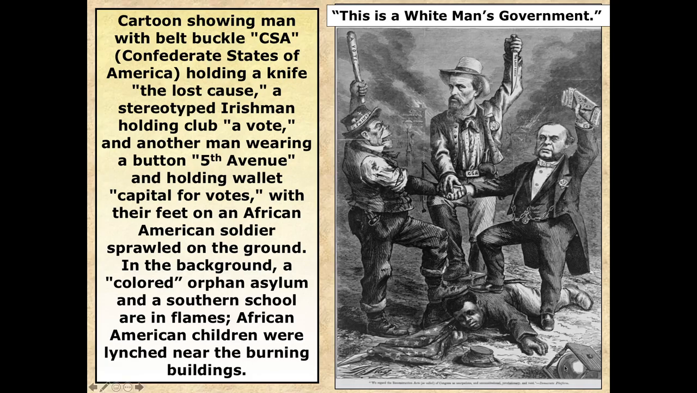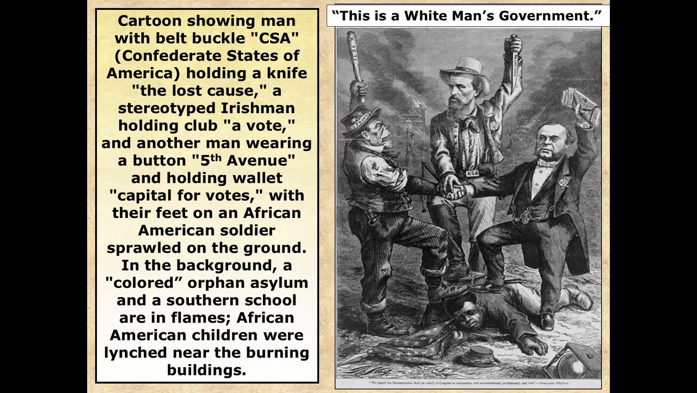He's trying to reach for the ballot box. Can't reach it. There's people lynched in the background. You know, orphan asylums and southern schools burning in the background. I mean, it's insane. And what's written up here? A vote on this guy's shillelagh, which is his club. The lost cause written on this guy's dagger, or knife. And then it says capital, which is basically his wallet. Money, okay?